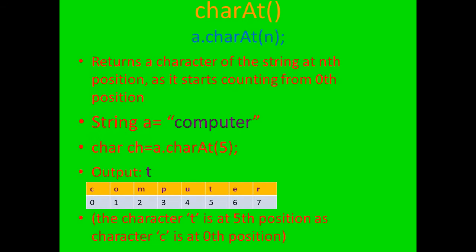Next is the charAt function. What's the use of the charAt function? This function returns a character from the given index or position number of the string. That means if you want to extract a character from the string, you can use this function. You give the position number of that string as an integer argument, and you will get the character from that position. That is the use of this function.